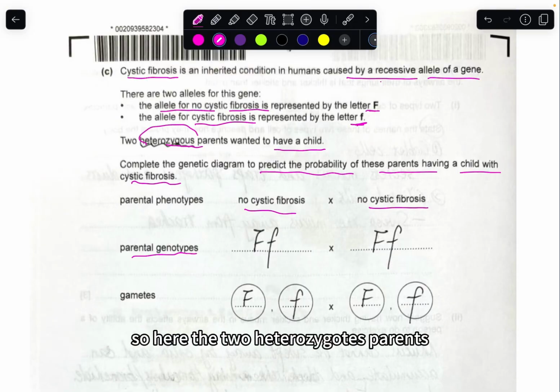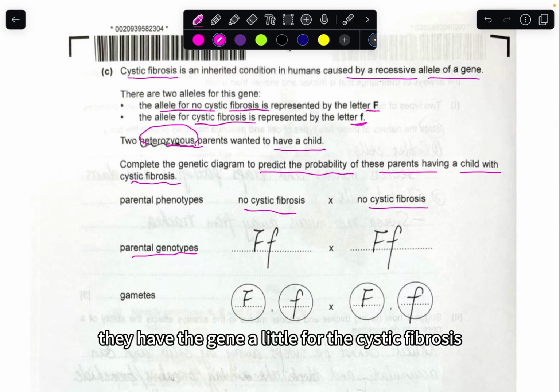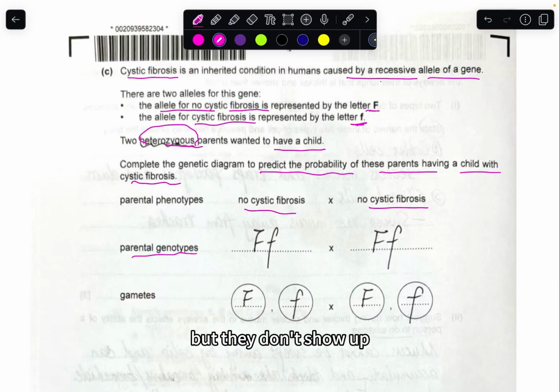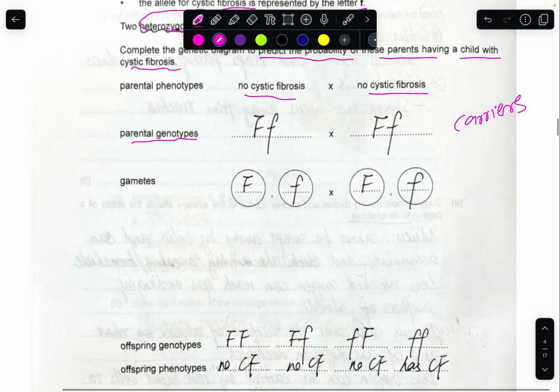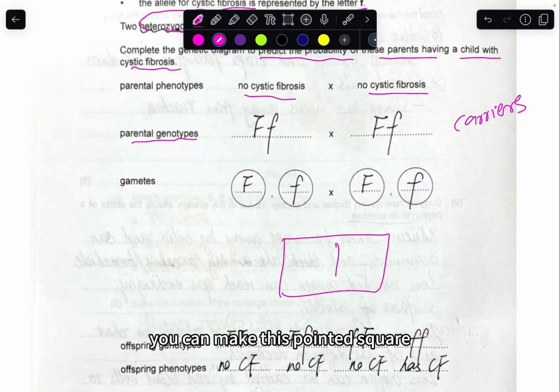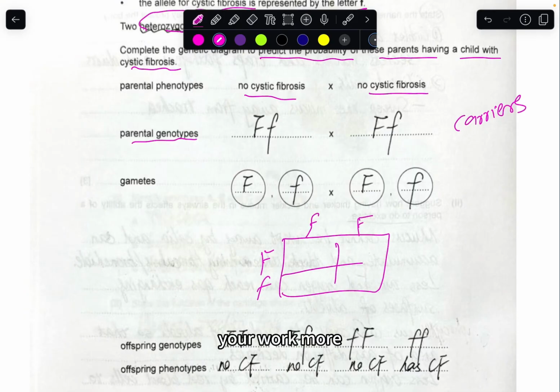here are the two heterozygous parents. We write capital F and small f. They have the allele for cystic fibrosis, but it doesn't show up, so we can call them carriers. Then you can make this Punnett square, which can also make your work simpler. Small f, capital F and small f.